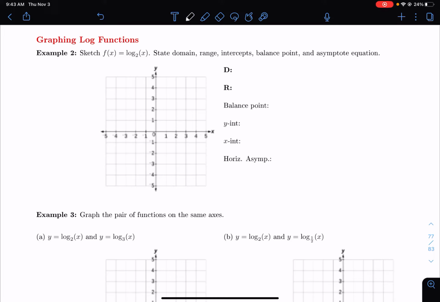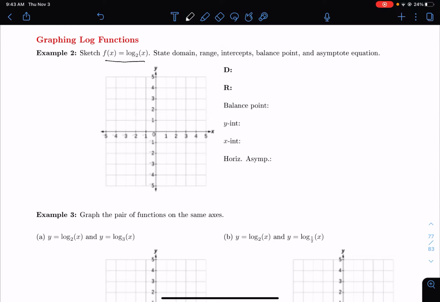In this video, we are continuing section 5.3 on log functions, and we're going to go over how do we graph log functions. Okay, so I want to get right into an example. I want to sketch f of x equals log base 2 of x, and then do all of our usual stuff like domain, range, intercepts. There's going to be a balance point on log function graphs, just like exponentials, and the asymptote equation.